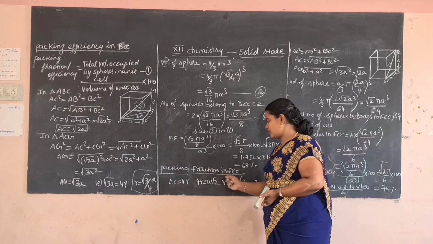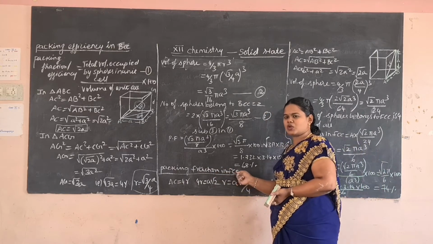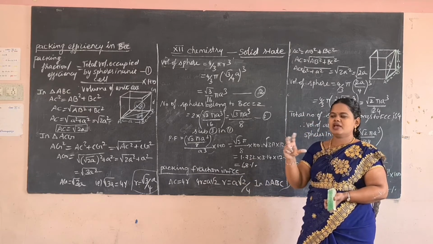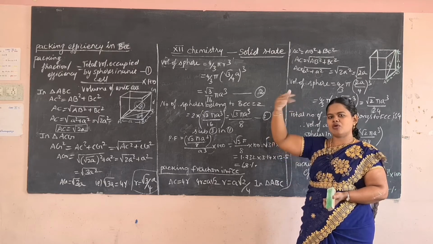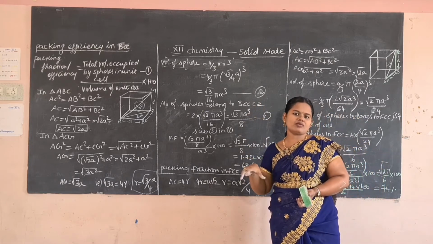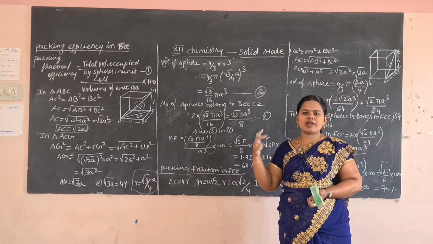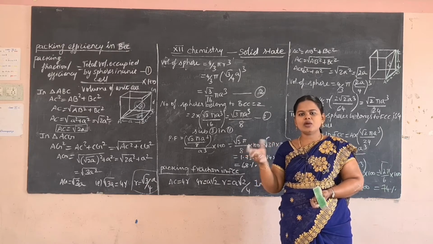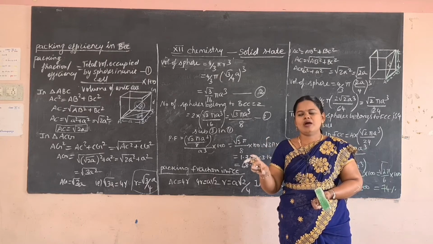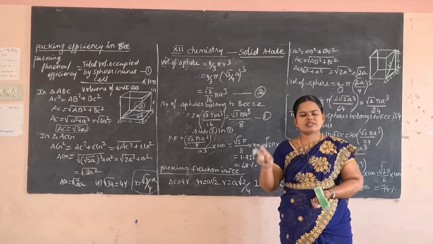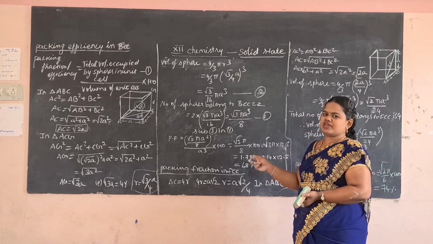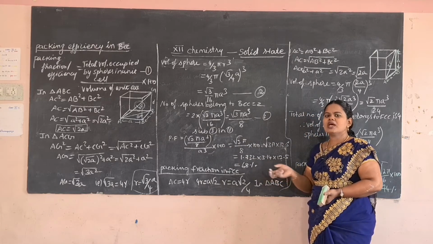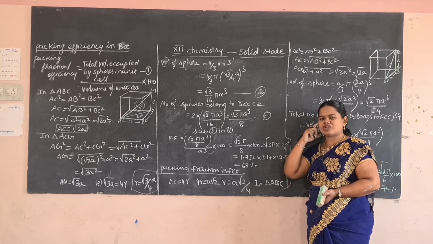Then packing fraction in FCC, that is face centered cubic lattice. Here the formation of the first layer is that the atoms are arranged one above the other, and in between it will have some voids. The larger anions will occupy the space, and the cations will occupy the voids or holes in between those atoms. That is the formation of the first layer. In the formation of the second layer, the atoms will be arranged in between the voids or holes. That is the formation of the second layer.